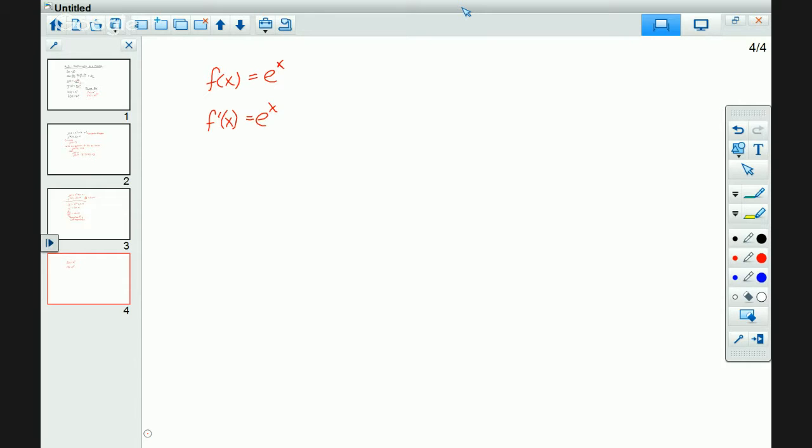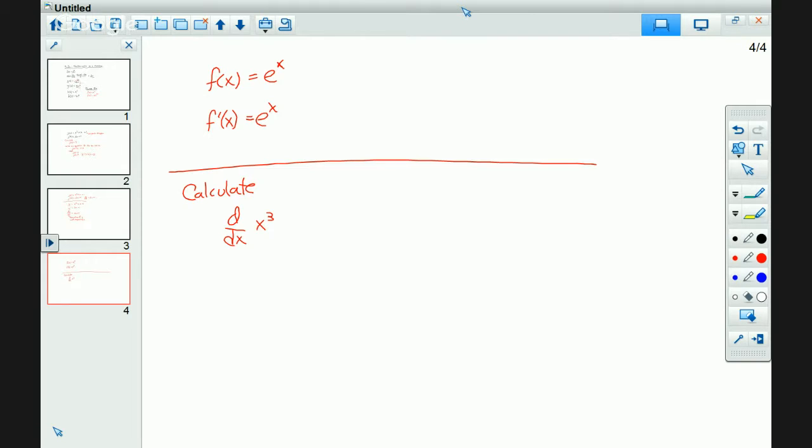This is why calculus gets easier, because of this kind of stuff. So let me make sure about that. Here's a way you might be presented with this. This is a way to be asked about the derivative.